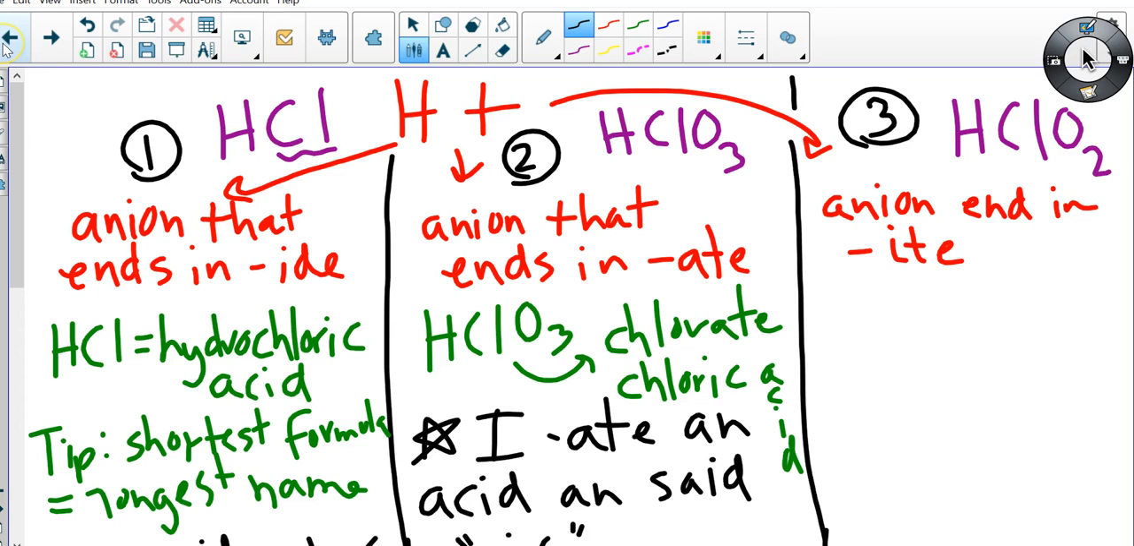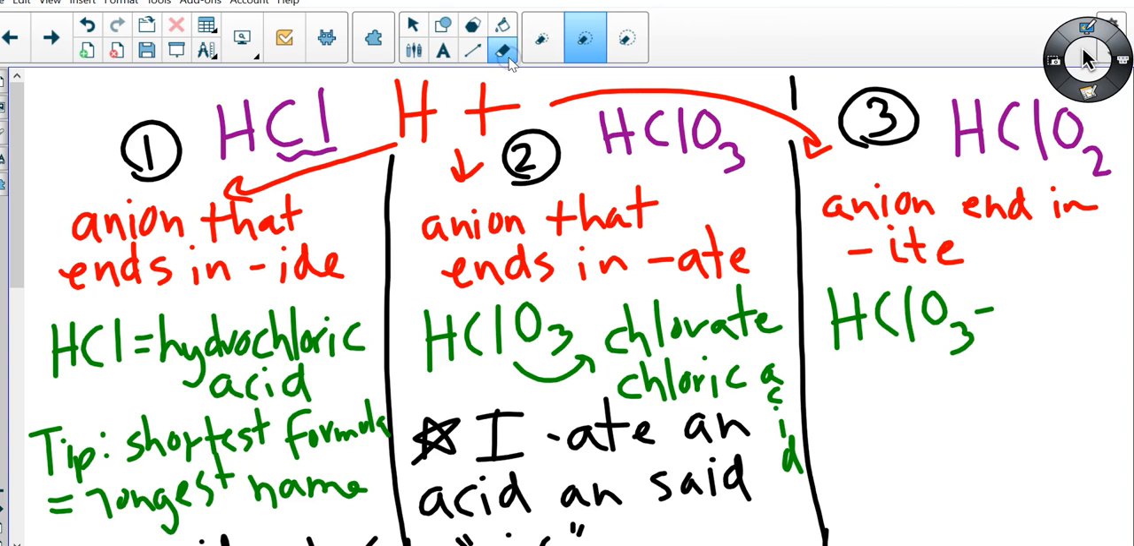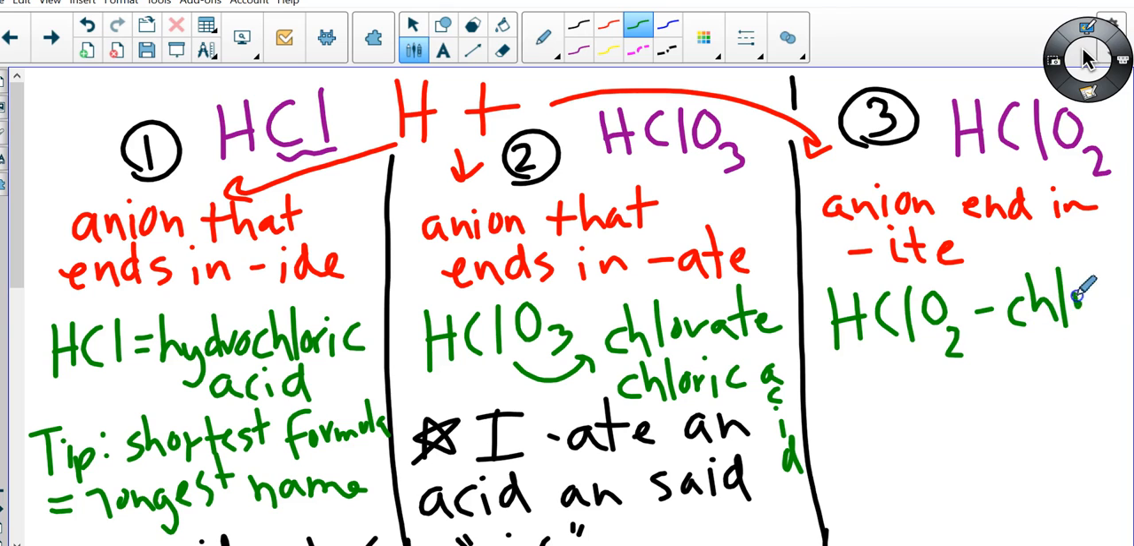Alright, scenario number 3. This is when the anion ends in ite. So look on your periodic table, you can see that ClO2 is chlorite. So the way you do this, I was giving an example. HClO2, that's chlorite. Oops, that's a 2, just kidding. This is chlorite, right? So this is called chlorous acid.